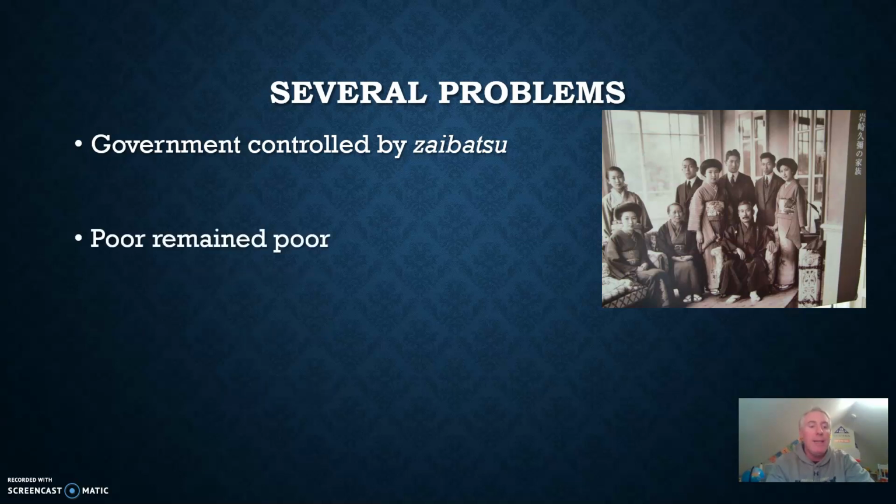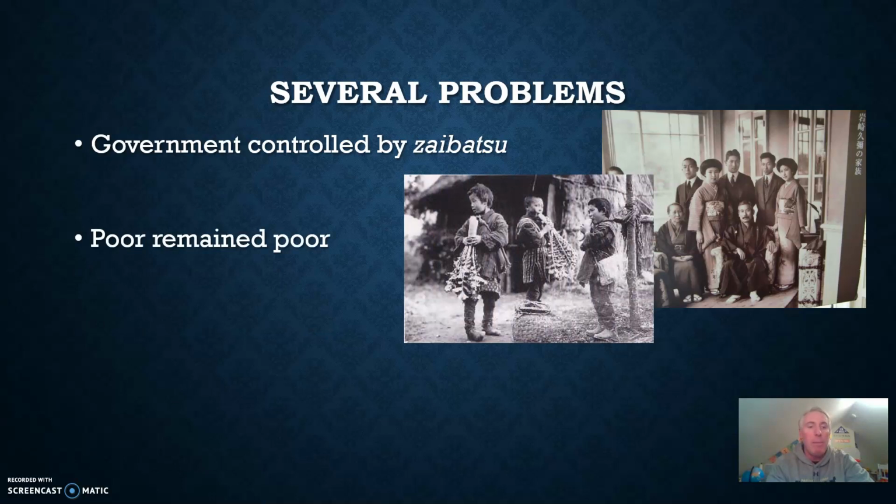Also, the prosperity did not extend to the rural peasants. The poor remained very, very poor. Also, urban workers were very, very poor. It was really only people like the Zaibatsu here, the elite, that were seeing the true benefits of all this industrialization and modernization. There was also the growing issue of Western versus conservative values.